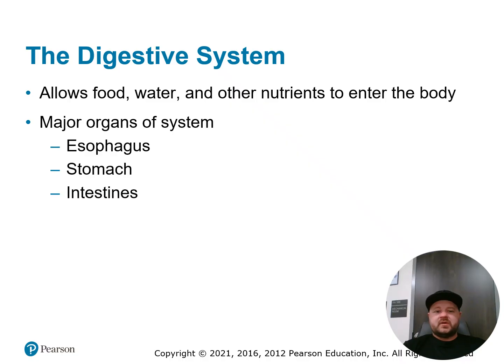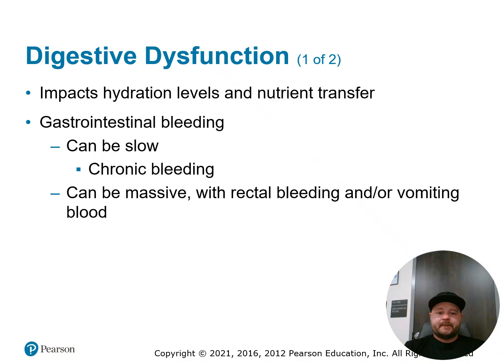The digestive system allows food, water, and other nutrients to enter the body. Major organs of the system are the esophagus, stomach, and intestines. So digestive dysfunction is going to impact hydration levels and nutrient transfer. It can be several things. Gastrointestinal bleeding can be slow or it can be quicker. They may have a known slower chronic bleed, but it can also be massive, and can present with rectal bleeding or vomiting blood.